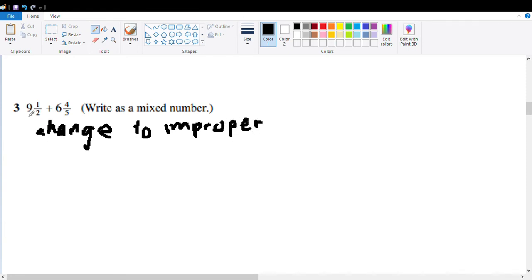So now we're going to change 9 and 1/2 to an improper fraction. The denominator is still 2, but our new numerator is what? 2 times 9 plus 1 is 19. So it's going to be 19 over 2 plus, and 6 and 4/5 into improper is going to still have a denominator of 5, but now our numerator is 5 times 6, which is 30, plus 4 is 34. So it's going to be 34 over 5.